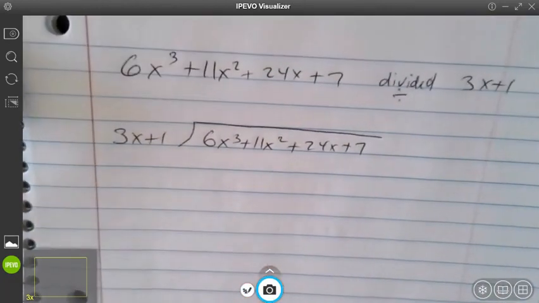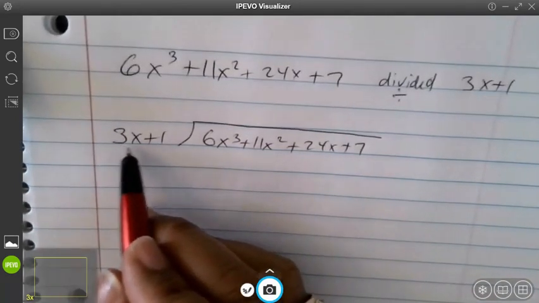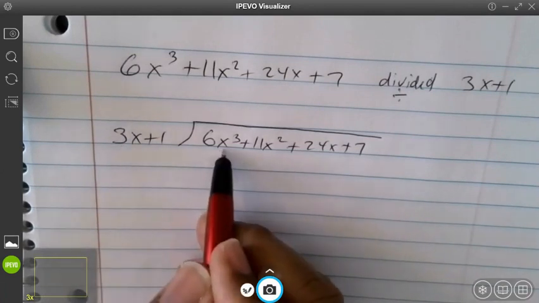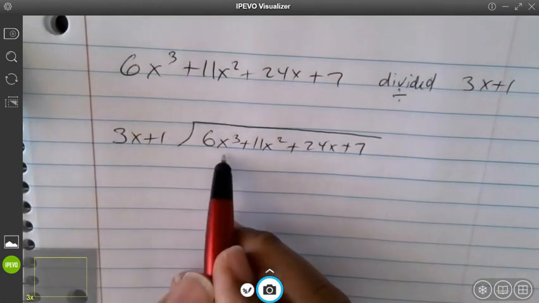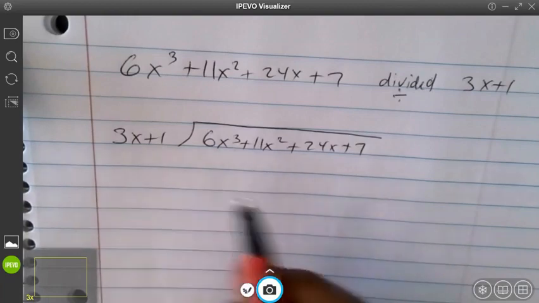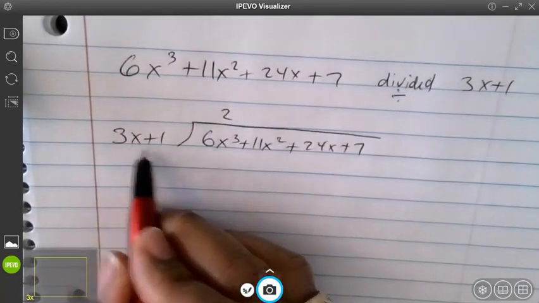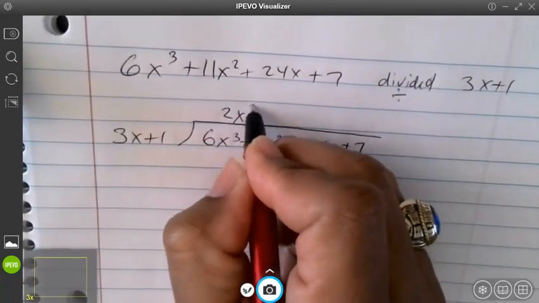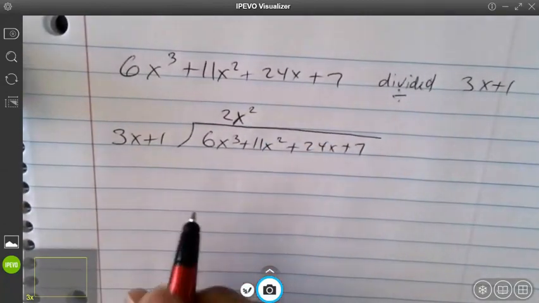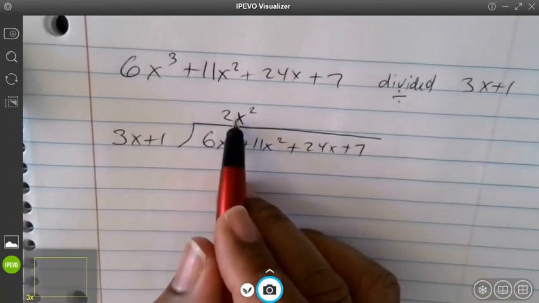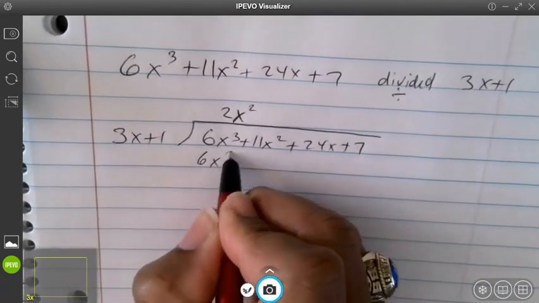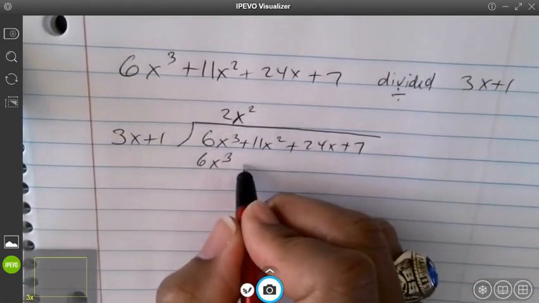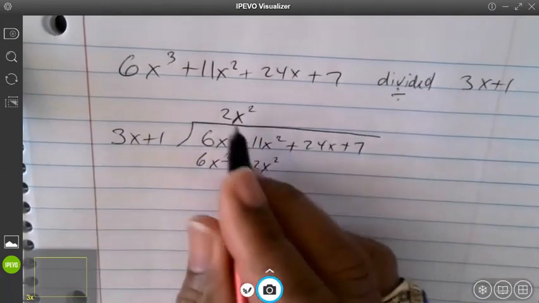When you're doing this, you just start with the first term, the 3x, looking at 3x and the 6x to the third. That's why you have to know your multiplication with polynomials. What times 3x will give you 6x to the third? What times 3 gives you 6 would be 2, and what times x gives you x to the third? x squared. Now, once you have that, you take this 2x squared and multiply by both of these. So 2x squared times 3x is 6x to the third, and 2x squared times 1 is 2x squared. See how it matches up?